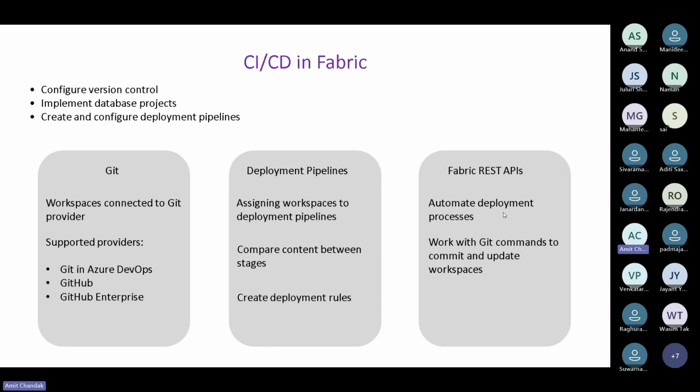Then Fabric REST API, how to automate the deployment process with Git commands to commit and update workspaces. So you do have your REST APIs to control these things. It is not that you need to use the deployment pipeline or the Git which we have given there. There are backend REST APIs which you can use, and you can automate the complete process.